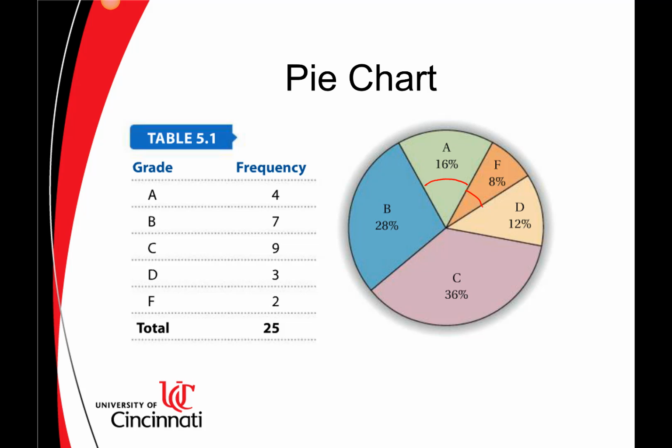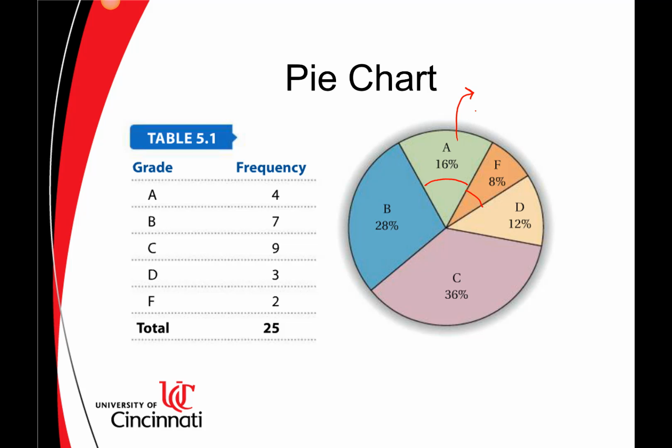Here's a real good question. It always appears on a quiz, test, or final exam somewhere, sometimes a couple of times. For the A's, what should the measure of the angle be? How many degrees should that 16% be?